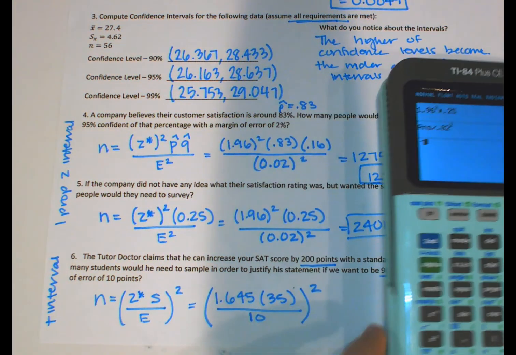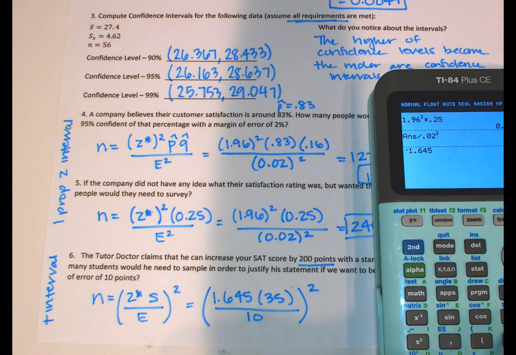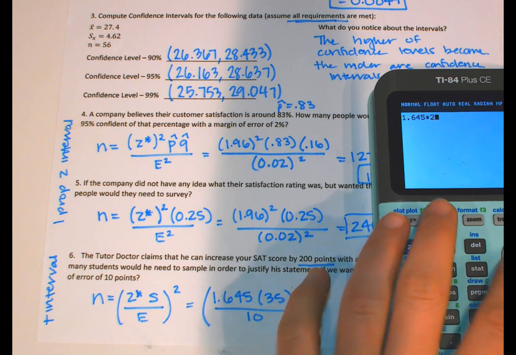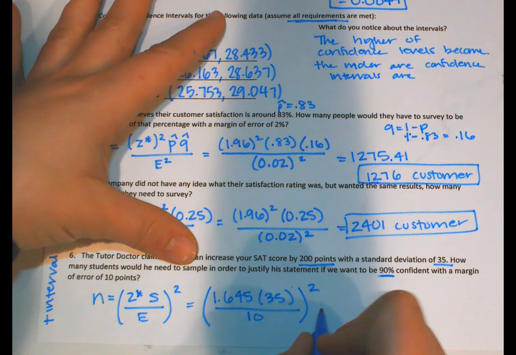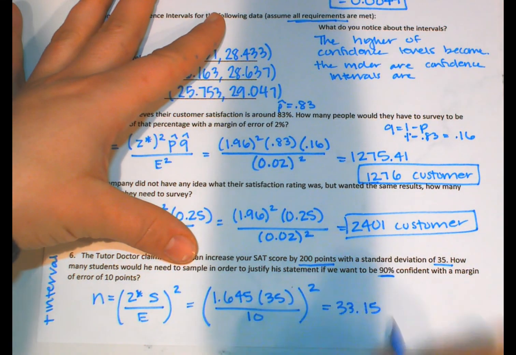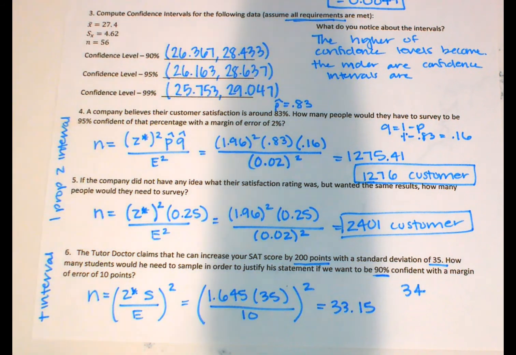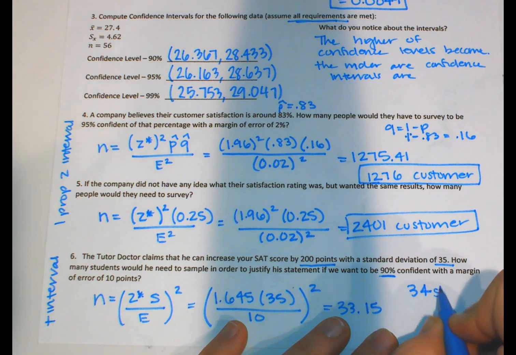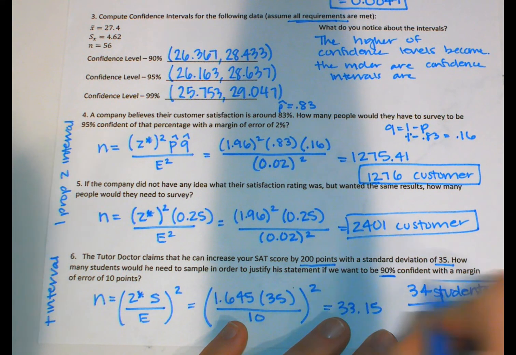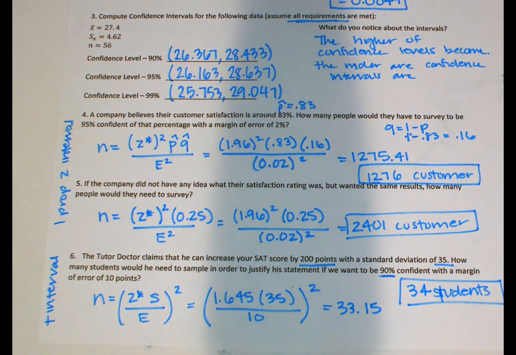So when I plug that into my calculator, 1.645 times 35 divided by 10, and then I square that final answer, I get 33.115, which again we have to round up to make sure we have enough people. If I'm supposed to ask 33.1 people, I can't ask 0.1 of a person. So we've got to round up to 34. We've got to ask 34 students if their score increased to confirm that sample mean.